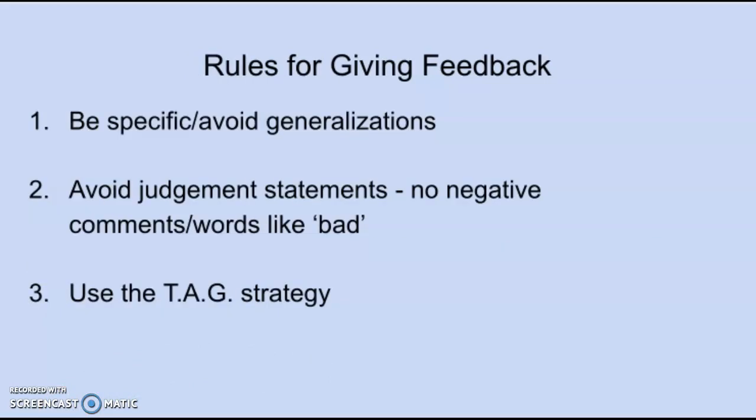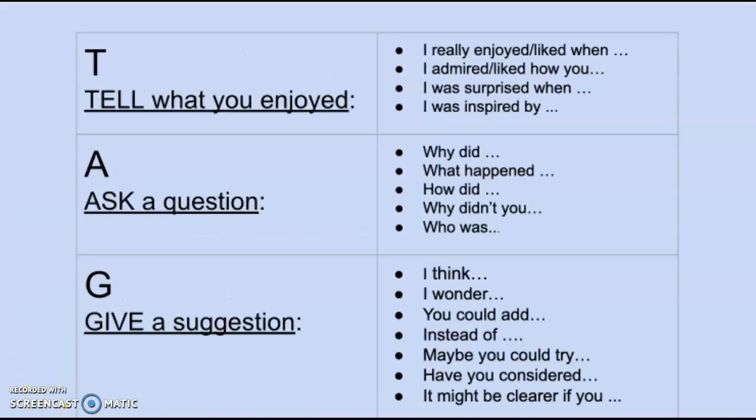There are 3 important rules for giving feedback. 1, be specific and avoid generalizations. 2, avoid judgment statements. No negative comments or words like bad. And 3 is to use the TAG strategy. The TAG is an acronym. T stands for tell what you enjoyed. So when you're giving feedback to someone, you should start by telling them something that you liked about it.